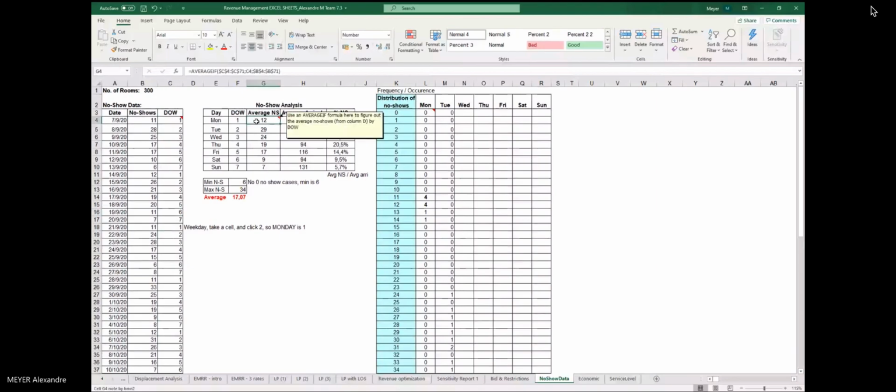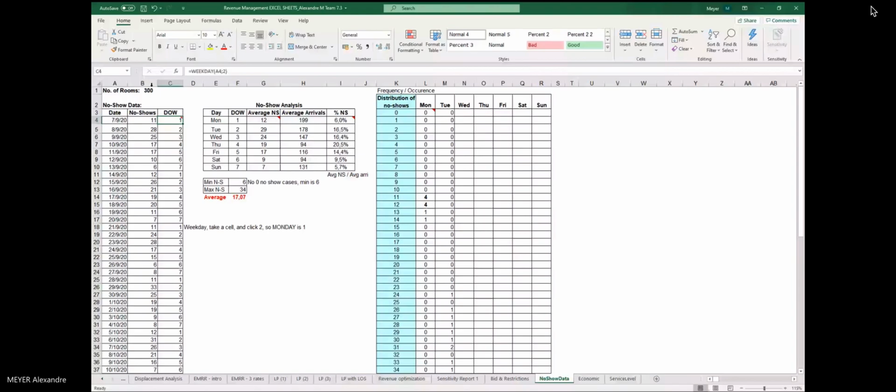Well, first of all, you look at the average no-shows. One of the steps that I mentioned earlier is to find the distribution of no-shows. Which day has X amount of no-shows? To do that, you would just take the average of day of week 1, and so on.